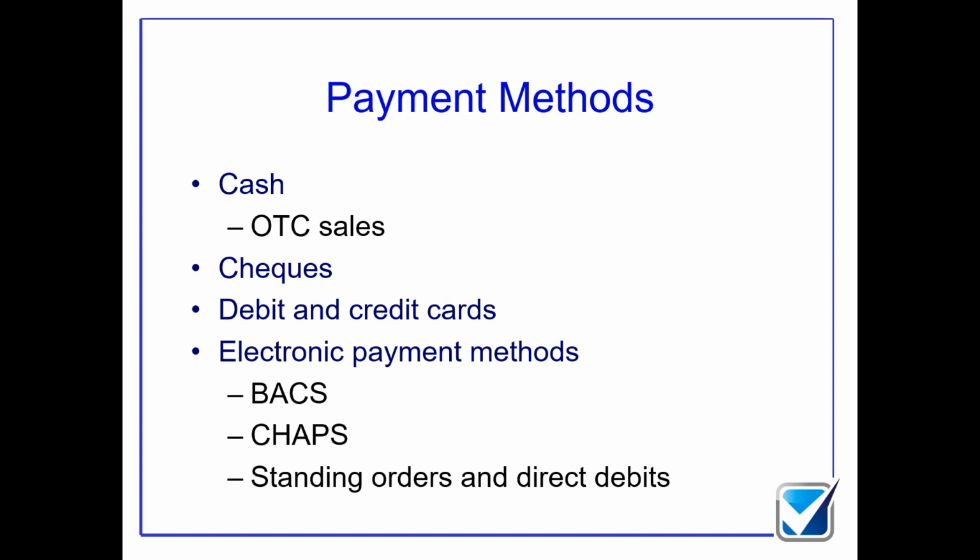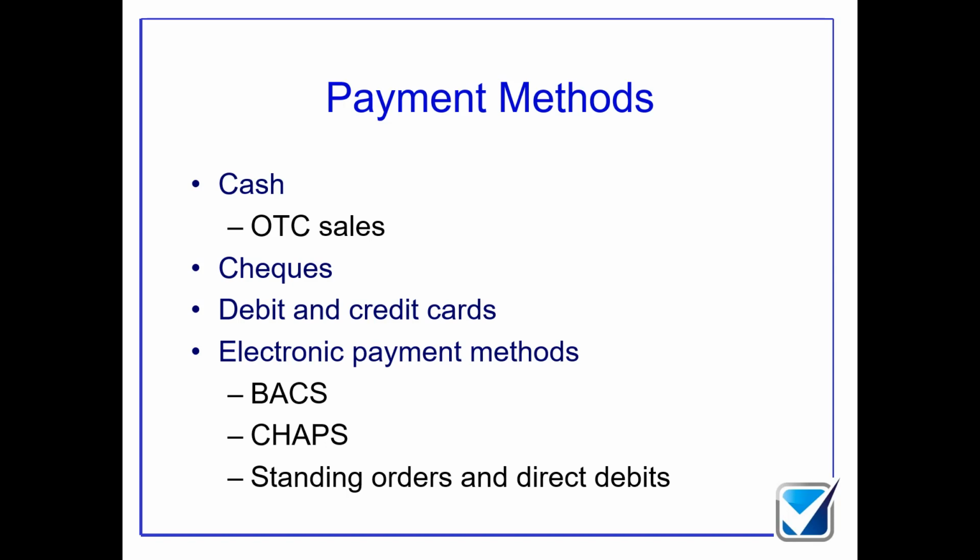CHAPS has got a cost associated with it, but the transaction occurs very quickly, usually instantaneously. So it's an immediate transfer. BACS can take up to 5 working days. So CHAPS is immediate, use it for bigger transfers. BACS, not immediate, use it for smaller transfers.